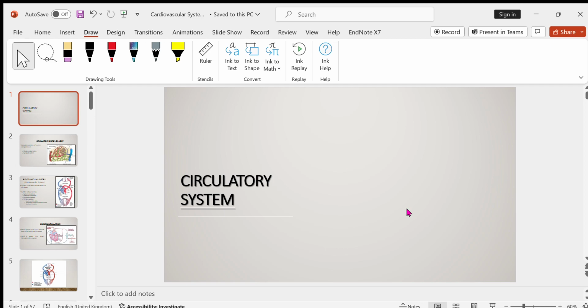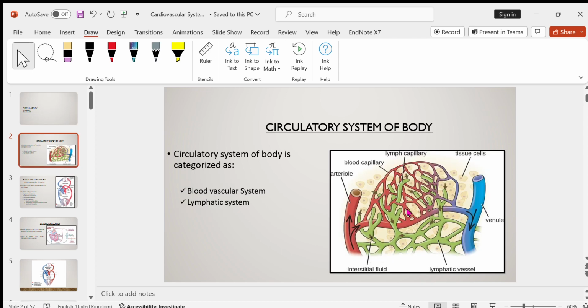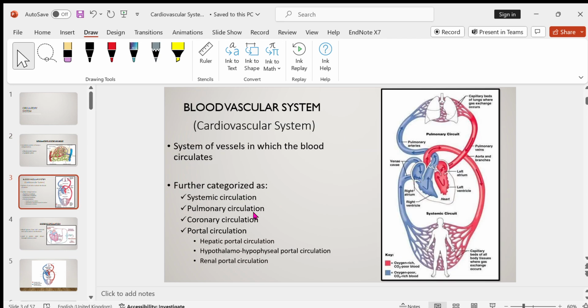Okay, so today's topic for general anatomy is the circulatory system. The circulatory system comprises the blood vascular system and the lymphatic system. The blood vascular system has blood flowing through it, and the lymphatic system has lymph instead of blood flowing through it. Now, the blood vascular system is further subdivided into different types of circulations.